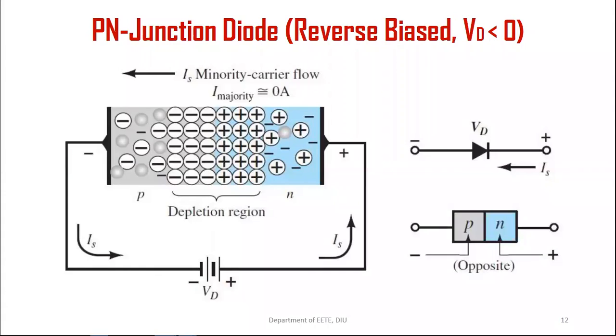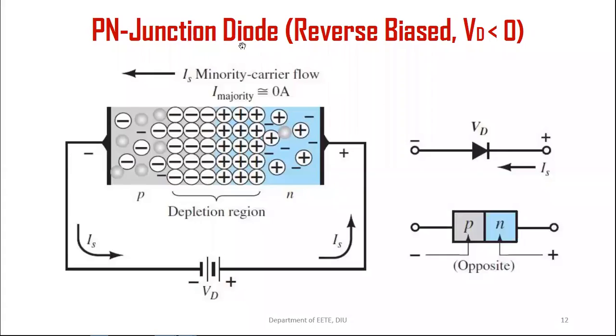Sir, what about minority carriers? The electrons are the minority carriers in the P side, because this is negative, it will not repel them, so a small amount of electrons will flow from P to N, and a small amount of current will also flow from N to P.